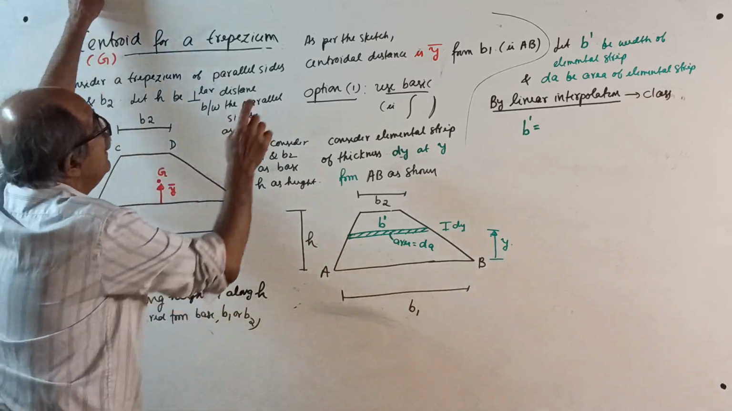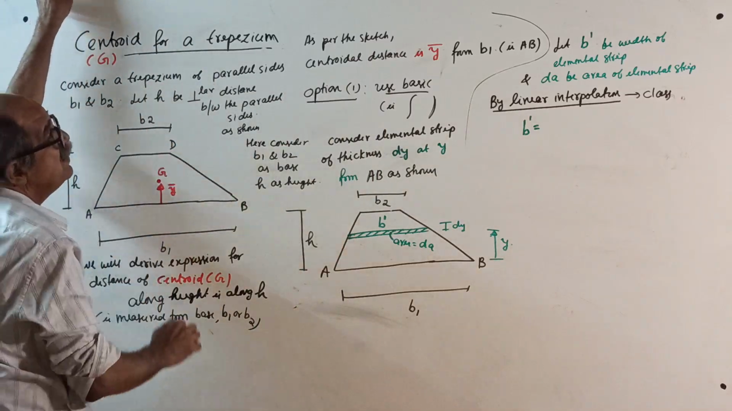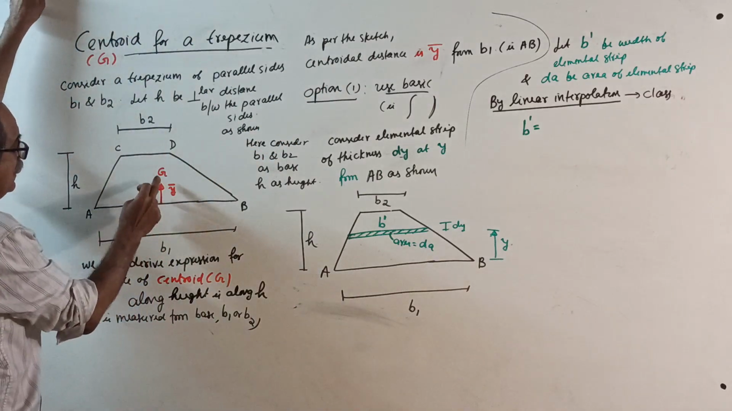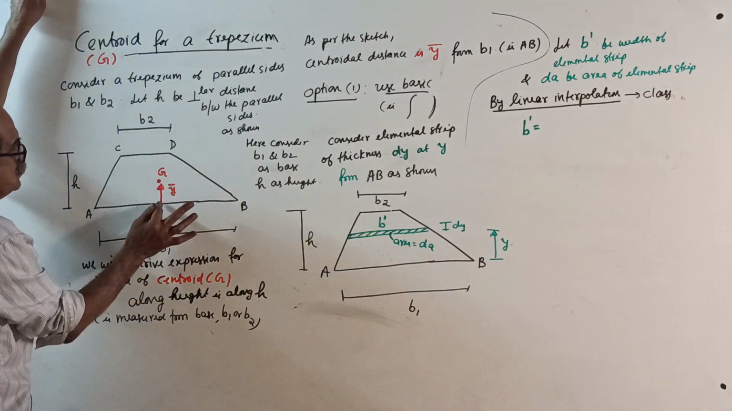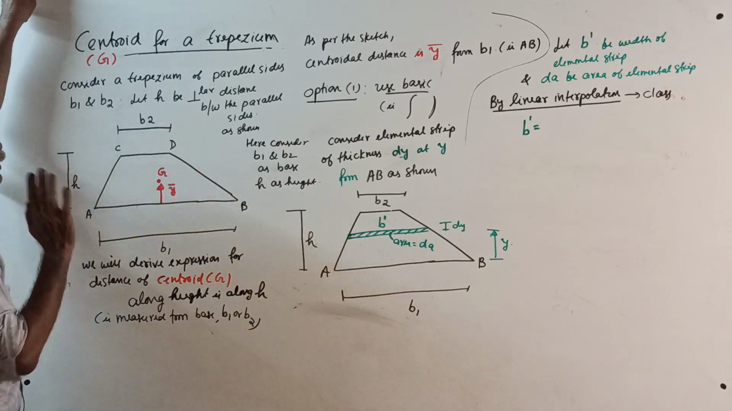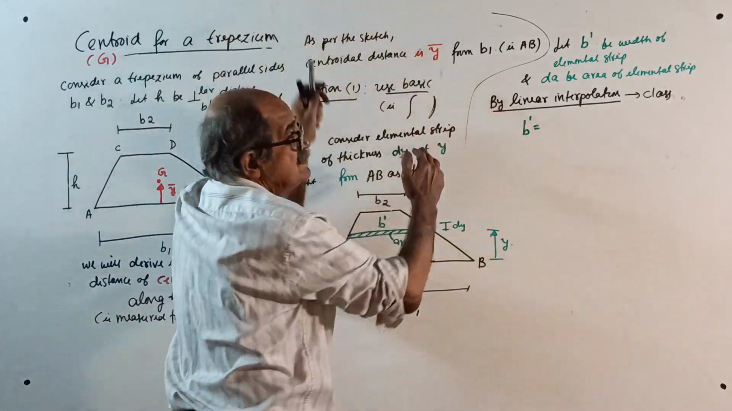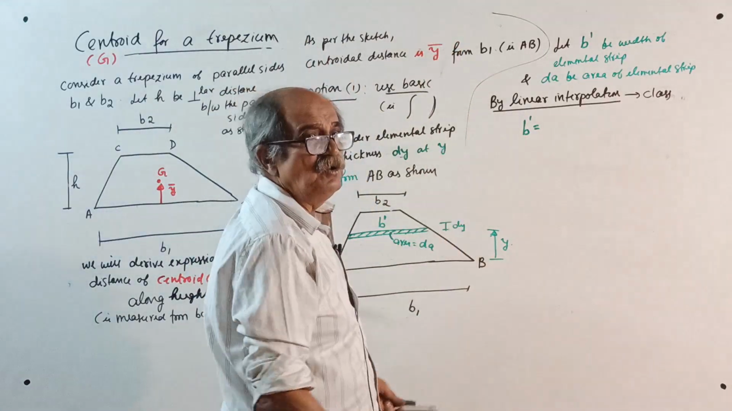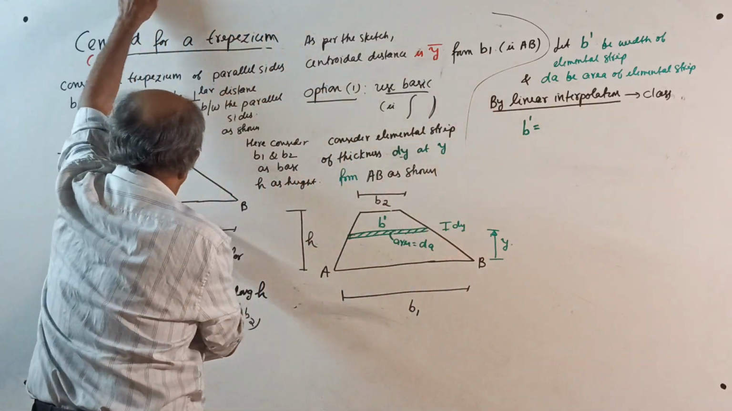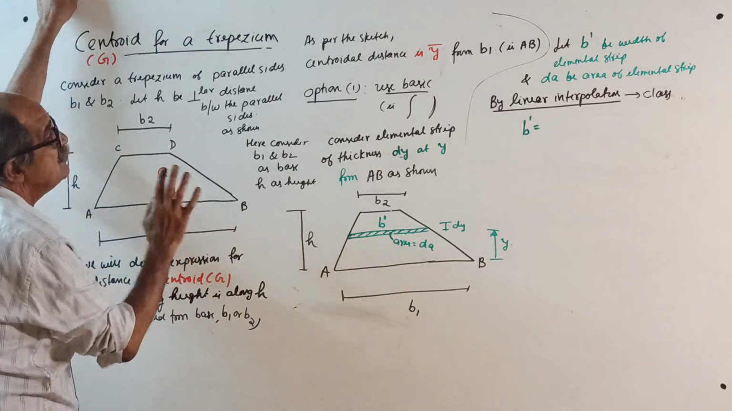As per the sketch, the centroidal distance is y bar, which we will consider from B1. Once you get this y bar from B1, from the other side it will be h minus y bar. Either one you can get. As per our sketch it is y bar. Suppose you put the trapezium this way, you have to call it x bar. So y bar from the base B1, or you can say from AB.